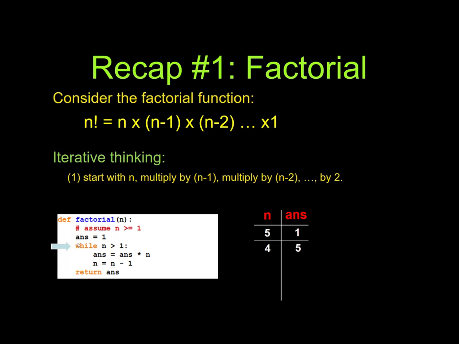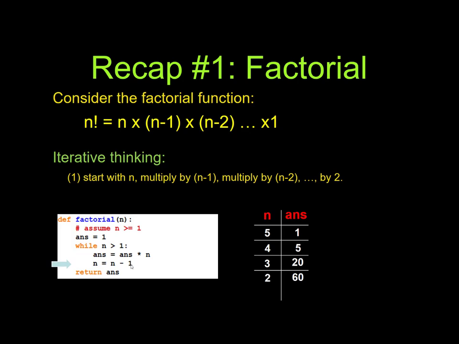Then you go back to the loop, and n greater than 1, yes, 4 is larger than 1. So you continue. Answer is equal to 5 times 4 to give you 20. So you have 20. Then n is equal to n minus 1. So from 4, n becomes 3. So 3. Go back. And 3 is larger than 1. So you continue. Answer is now 20 times 3. Gives you 60. And you continue.